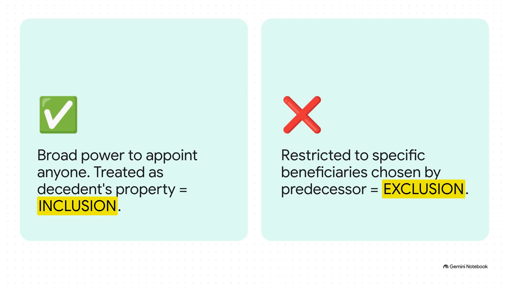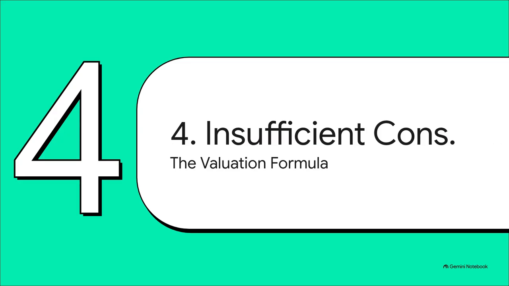Because the decedent couldn't just hand it to anyone, it is automatically excluded. So general equals include, special equals exclude. Simple as that. Next up, Section 4, insufficient consideration math.